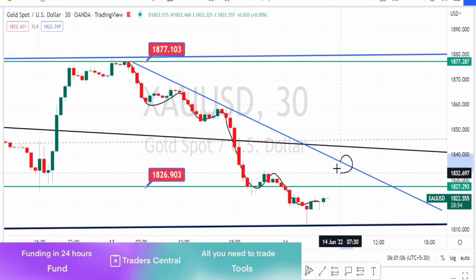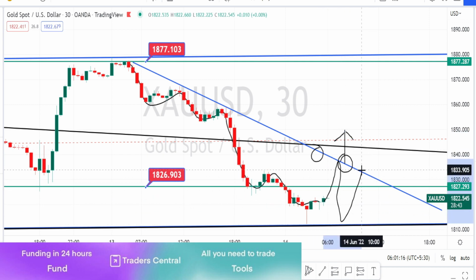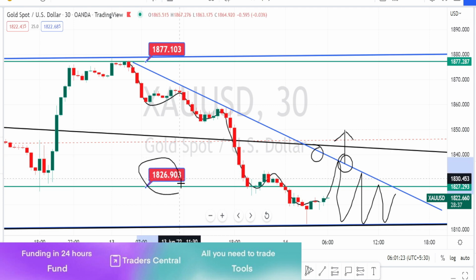Wait for the price action to break this resistance line to get a confirmation on the bullish trend reversal in 30 minutes time frame also. Otherwise we can expect the price action to consolidate within this resistance and support levels. We have a very strong resistance level from the 4 hours time frame, which is around 1826.